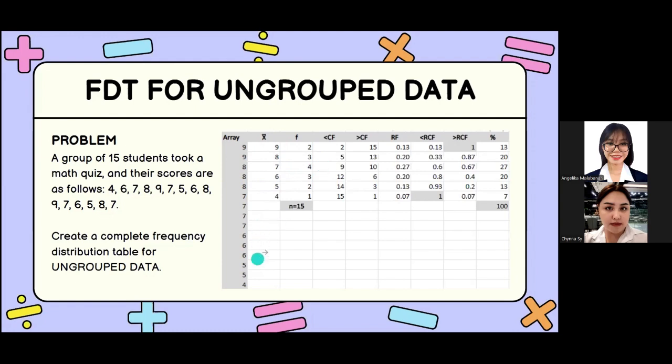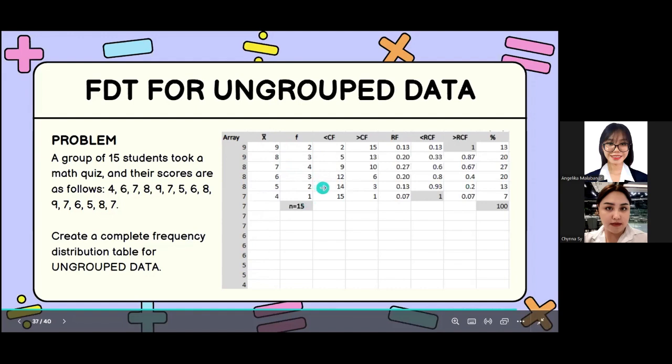Sa 6, 1, 2, 3. Therefore, yung frequency ng 6 is 3. Sa 5, we have 1, 2. Therefore, 2 yung frequency ni 5 and then si 4, isa lang siya. Kaya, isa lang din yung frequency niya.